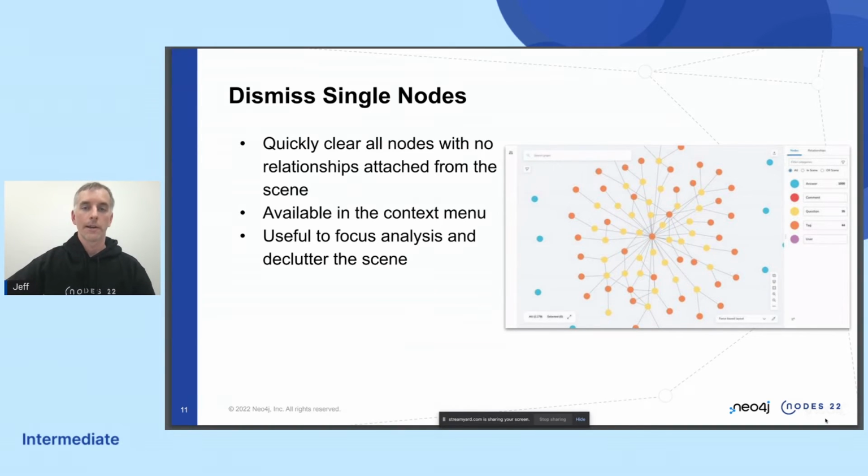So in this picture, there are 3 blue nodes on the left and 3 blue nodes on the right. You can see that they don't have any relationships connected to them. So if you right click in a blank part of the canvas, you'll now see an option to dismiss single nodes, and those nodes will disappear from your scene. So this can be useful for focusing on the connected components, like I said, and just decluttering your scene if you've gotten a lot of single nodes back that you don't think you care about.